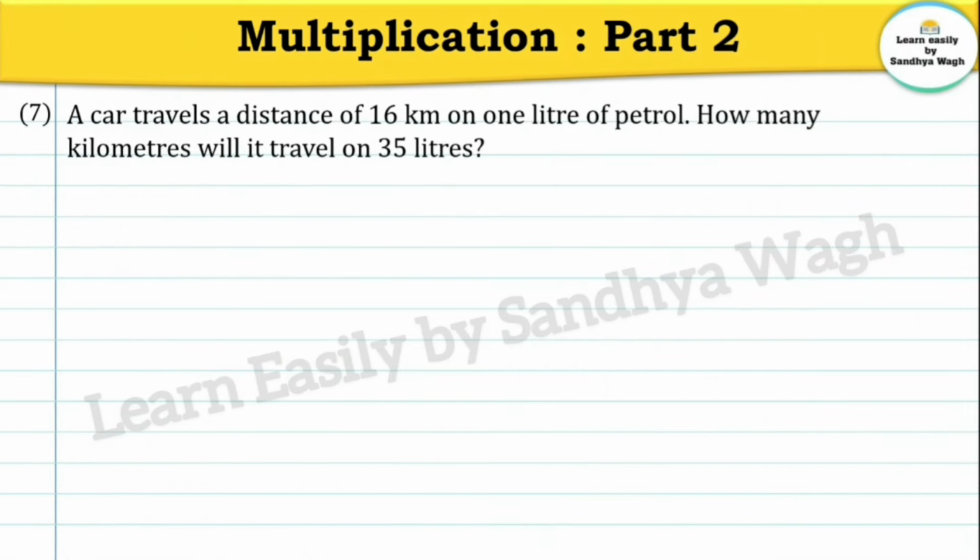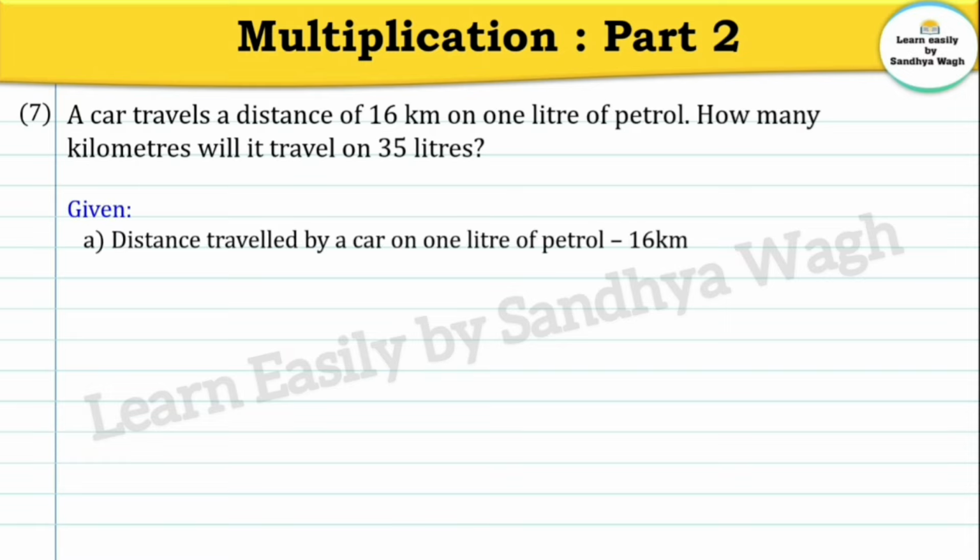7. A car travels a distance of 16 kilometers on 1 liter of petrol. How many kilometers will it travel on 35 liters? Given distance travelled by a car on 1 liter of petrol 16 kilometers, quantity of petrol 35 liters.